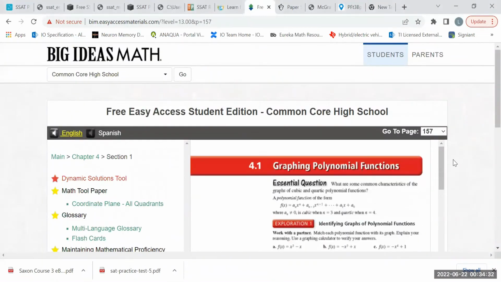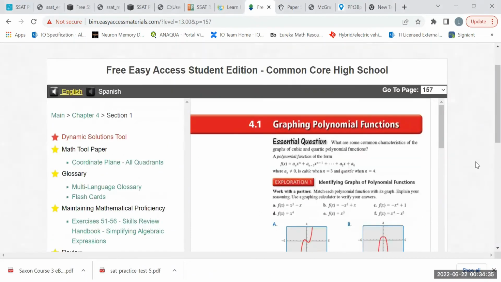We use the Big Ideas math textbook and follow that for most of these classes. Some of the topics, though, I use a couple of other textbooks.